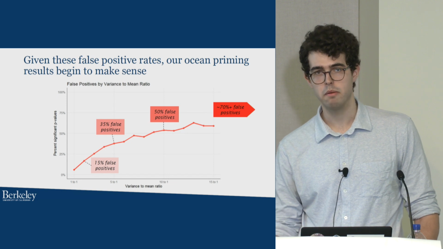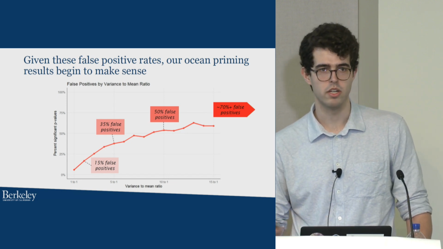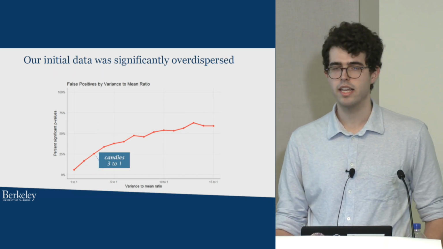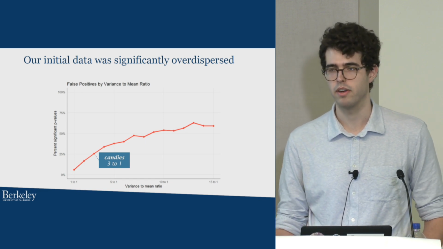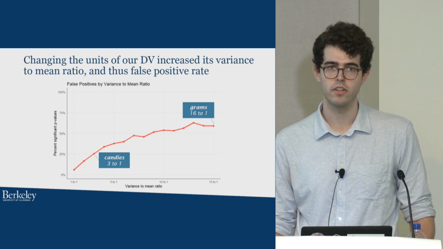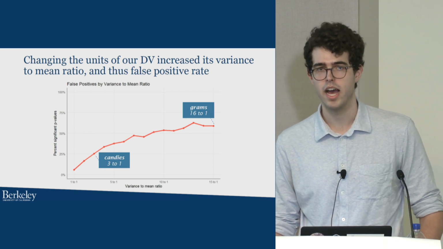We had the number of fish taken, the grams of fish taken, the calories of fish taken, and all we did to get from one to another was multiply by a scalar. So in practice, the candies had a 3 to 1 variance to mean ratio. That was sitting at about the 20% false positive rate. However, when you switch to grams, you're already at a 16 to 1 false positive ratio, so it was more likely we'd find a significant effect on grams than not.